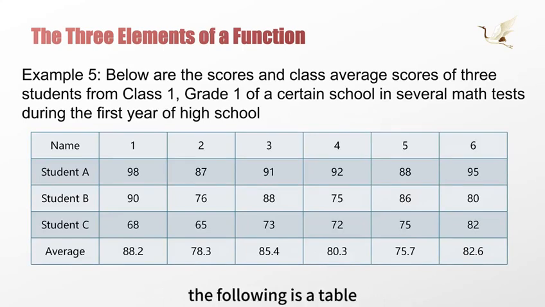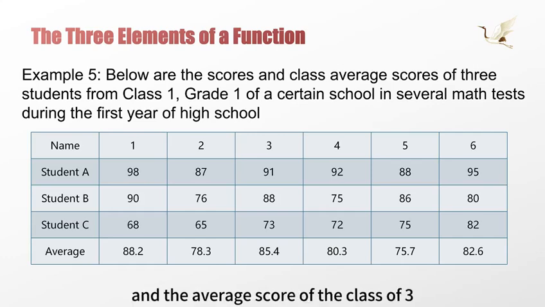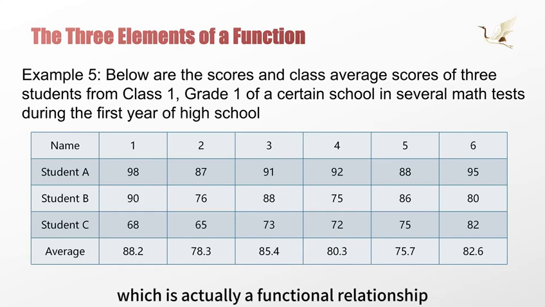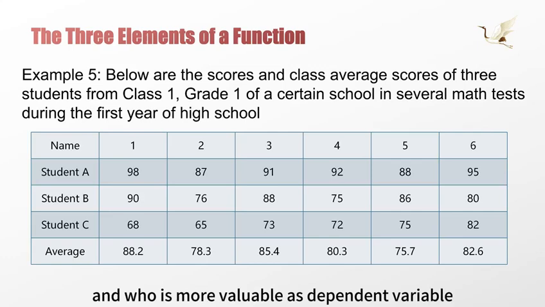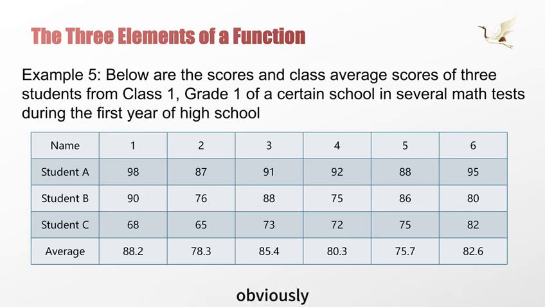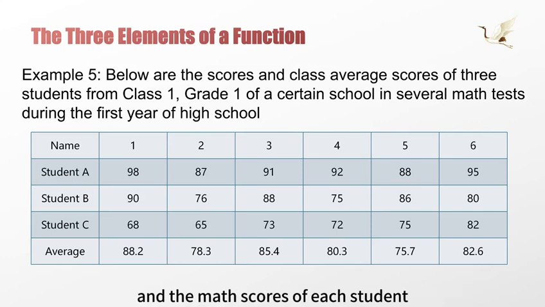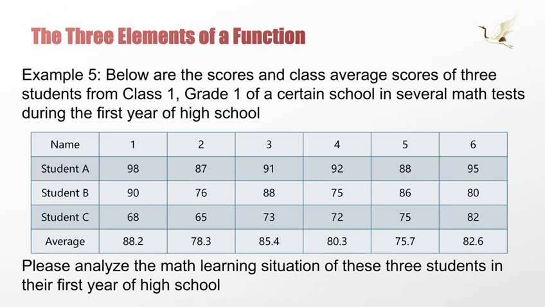The following is a table showing the results of several math tests and the average score of the class, for 3 students in class 1 of a high school in the first year. This table shows a correspondence relationship, which is actually a functional relationship. So who do we take as the independent variable and who as the dependent variable? Obviously, we take the test number as the independent variable and the math scores of each student as the dependent variable, which is more valuable for research.